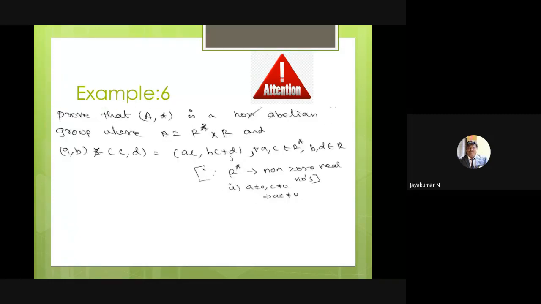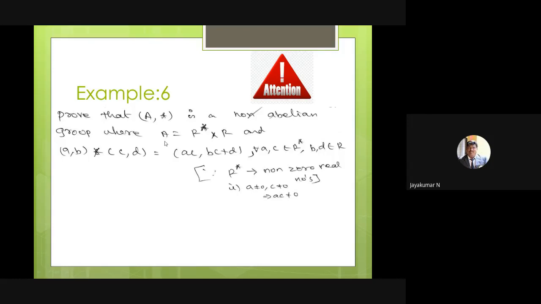The next problem, maybe the first problem is familiar to you, but the second problem is a little bit different. Okay. Please listen carefully. Compared to the first problem, listen to another important problem. Please listen carefully, then only you can understand the problem. Prove that A comma star is a non-abelian group.